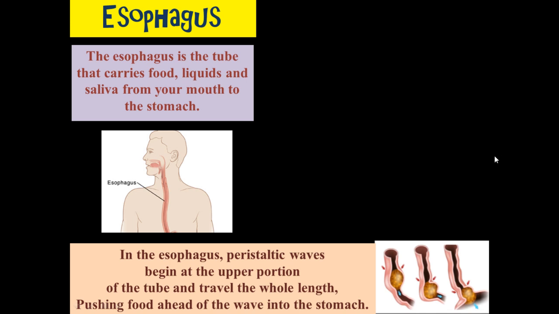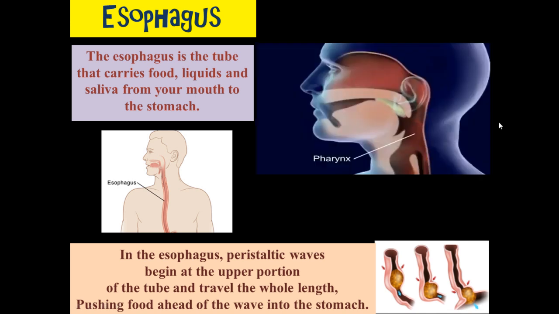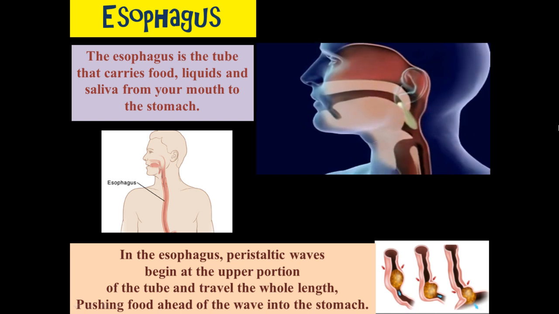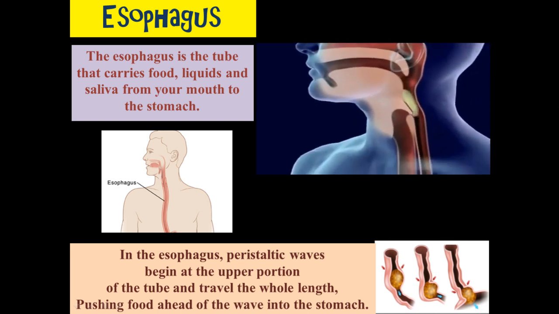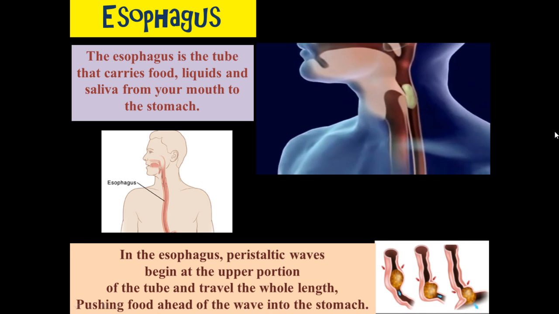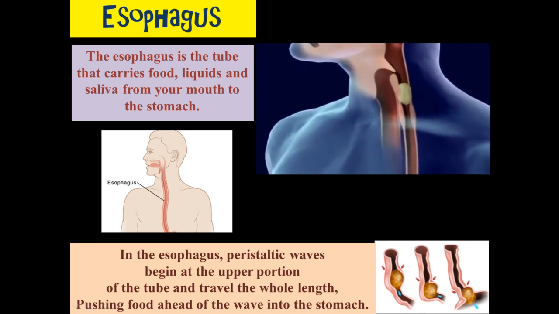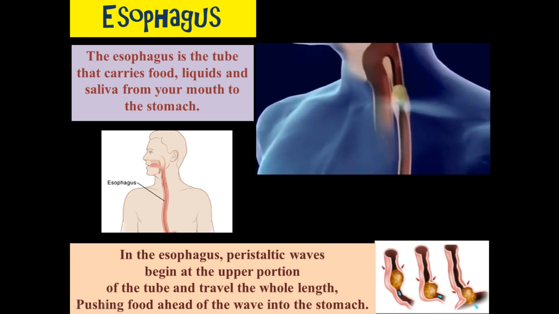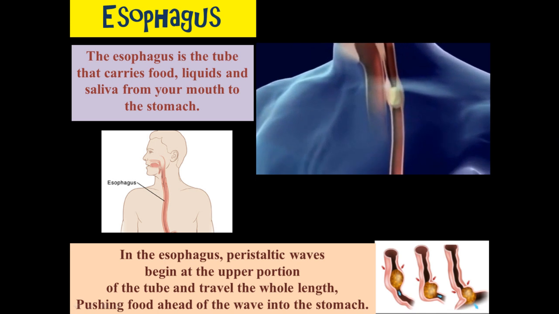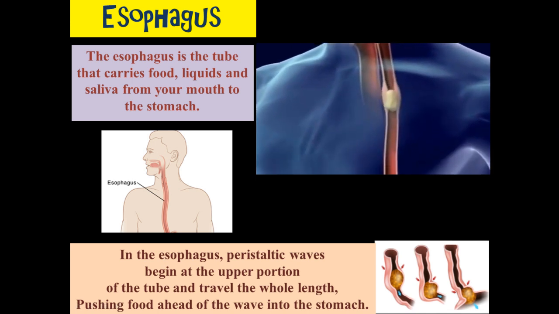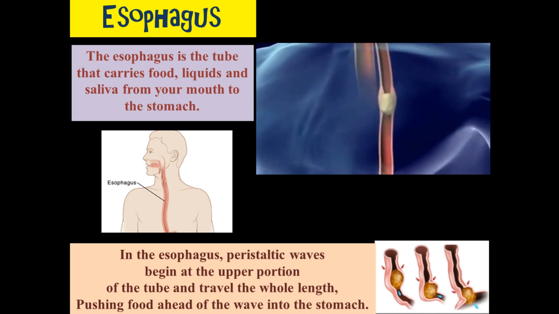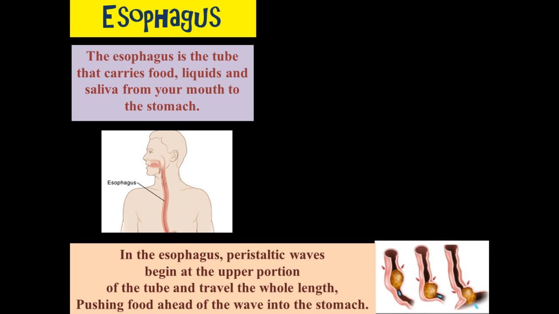Let's check the video about the peristaltic wave in the esophagus. Food from the pharynx goes to the esophagus. Food moves down the esophagus by peristalsis. Peristalsis is a process of contraction and relaxation of the muscle around the esophagus.